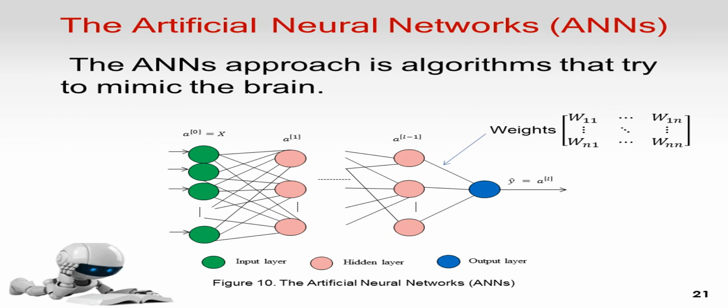The artificial neural networks or ANNs are based on the structure of biological neural networks. The definition of this classifier is algorithms that try to mimic the human brain. The ANNs are formed of a sequence of layers. Each layer contains a set of neurons. The input layer is the first layer, and the output layer is the last layer. The internal layers are hidden layers. Each neuron is fully connected with the neurons in the preceding and succeeding layers. These connections are called weights.